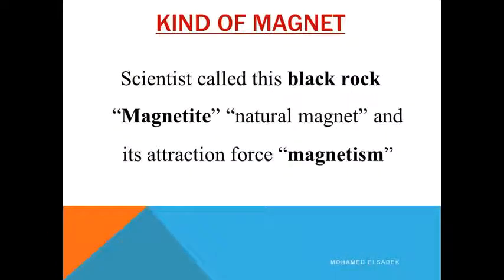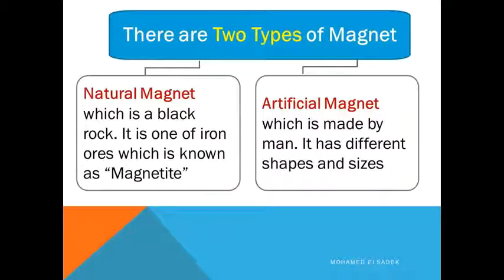What is the kind of magnet which they discovered? Black rocks, and they named it magnetite. And we said that there are two types of magnet: natural magnet and artificial magnet.